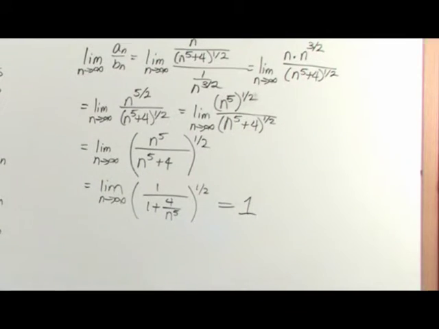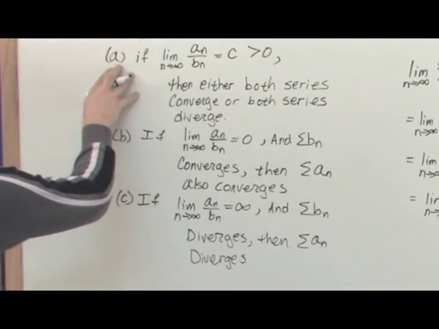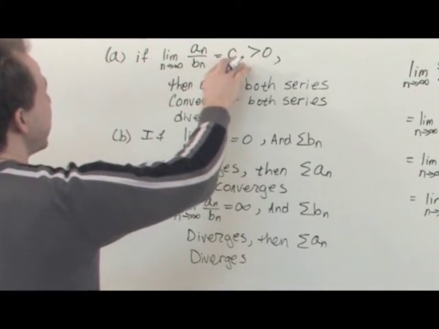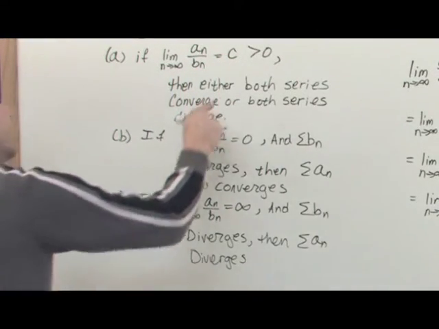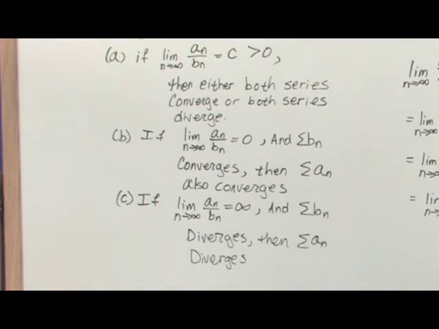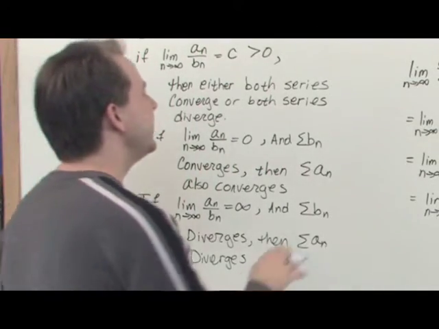Okay, so where do we stand? Going back over here, we're in this case because we took the limit of the ratio of the elements and we got a limit greater than 0. So now we're in the case where either both series converge or both series diverge. That's the case we're in, and so we just need to figure out which case that is. Look at what b sub n is.